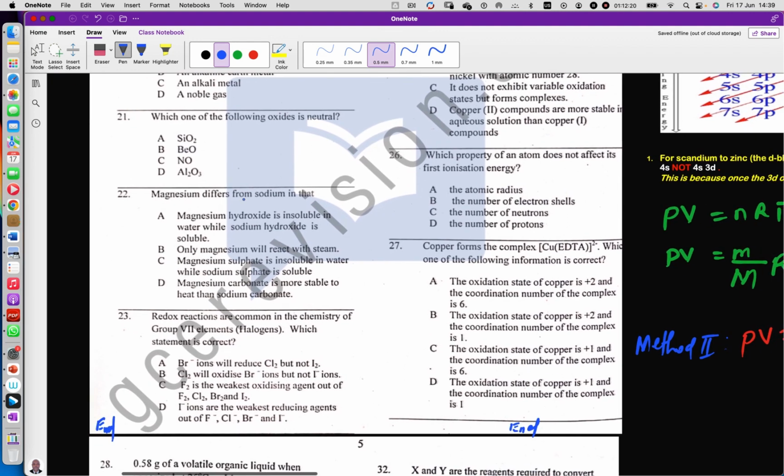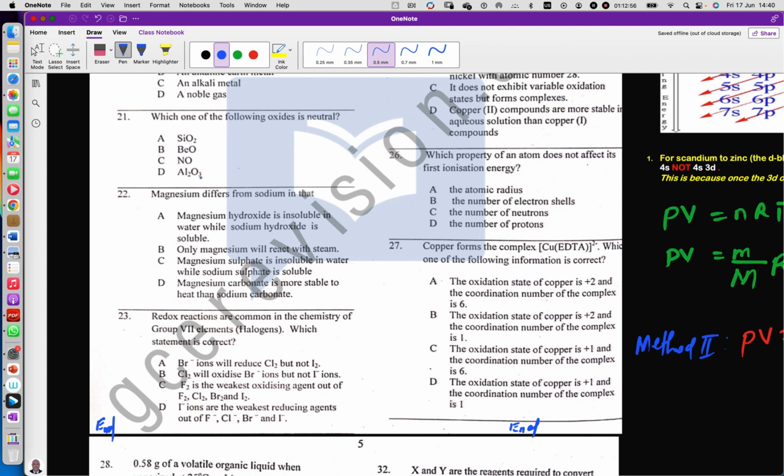21. Which one of the following oxides is neutral? Silicon dioxide is not a neutral oxide. It's slightly acidic. All group 4 oxides, or group 14 as the modern periodic table calls it, are slightly acidic. This one is beryllium oxide, which is basic.